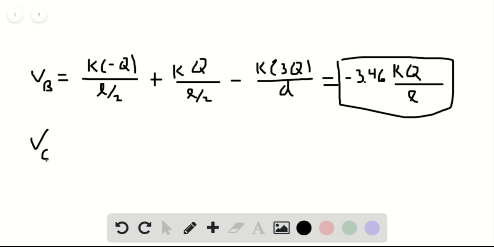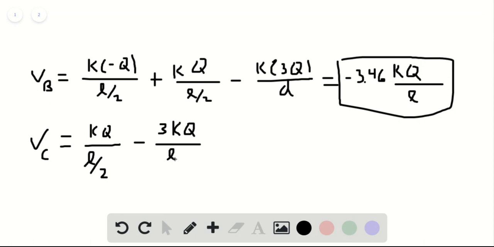And lastly, the potential at the midpoint of side C. We have the first adjacent corner, it's K times that charge, which is Q, divided by the distance, L over 2. Plus the next adjacent corner, which is minus 3Q. So we can just pull that minus sign out front. So we can pull the 3 out front as well. So this is 3 times K times Q divided by that distance, which is L over 2.